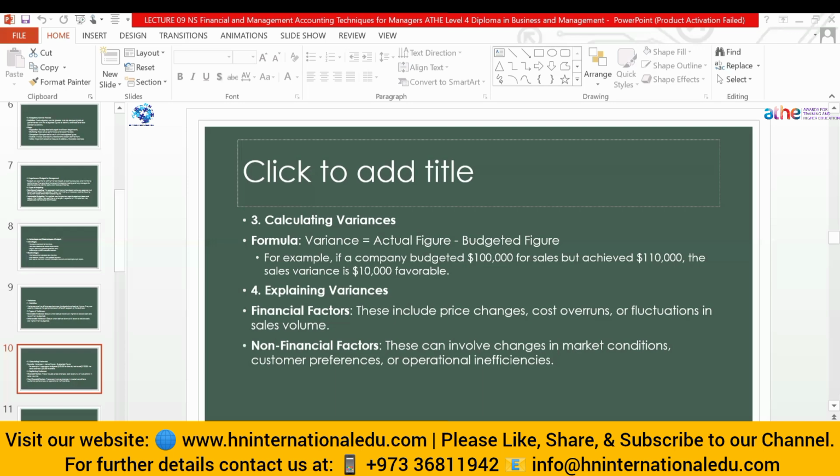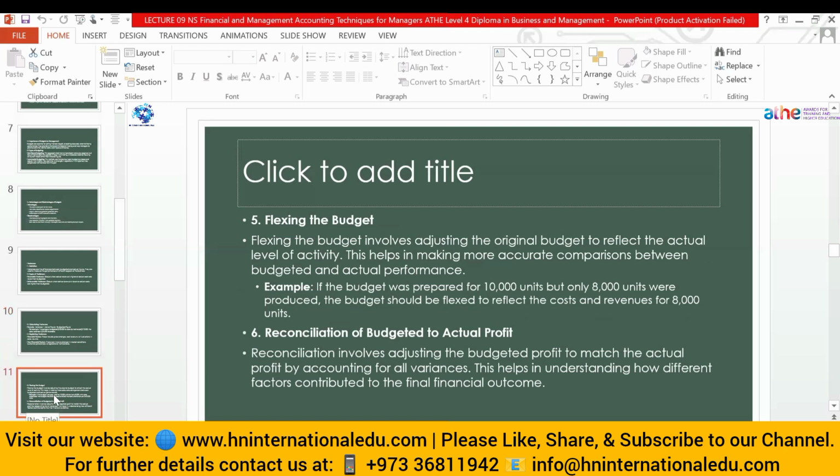Then flexing the budget. Flexing the budget involves adjusting the original budget to reflect the actual level of the activity. That is, we are going to record it. We're going to, you can say, give a little bit of a shock to it because we need to see the fluctuations in it, the changes in it. This helps in making more accurate comparisons between the budgeted and the actual performance, because this is the only way that we can see the correct comparison, whether our estimate was going great or not.